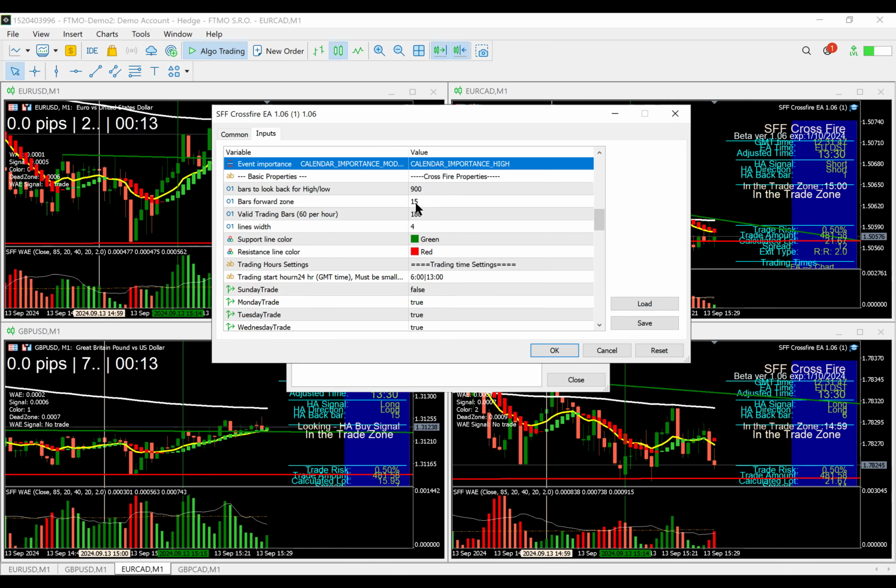The bars forwards, it's set at 15. I've never moved it. It just works. Just works fine at 15.